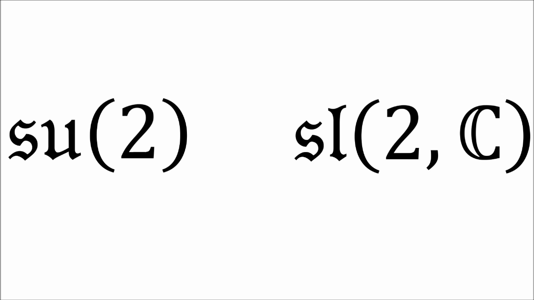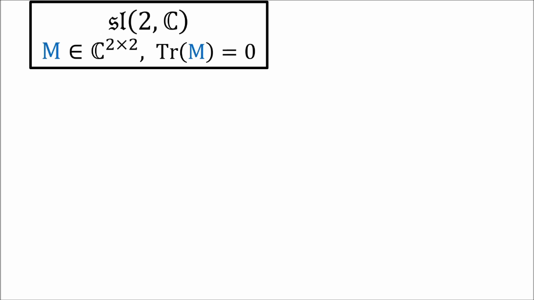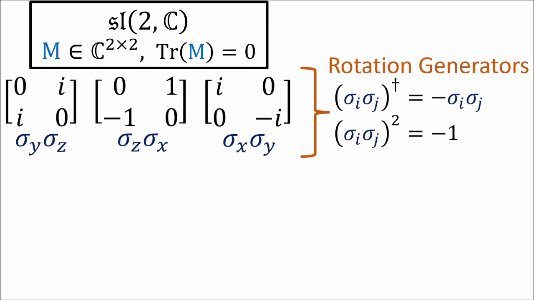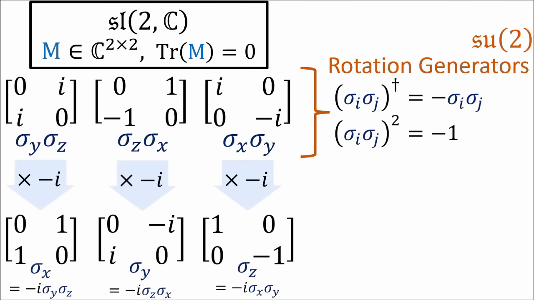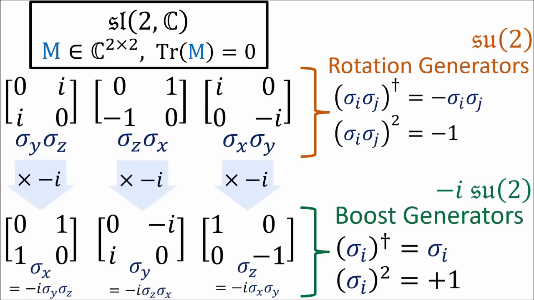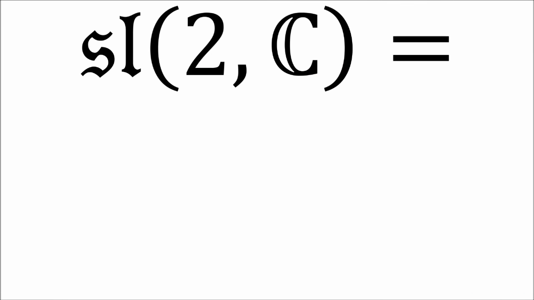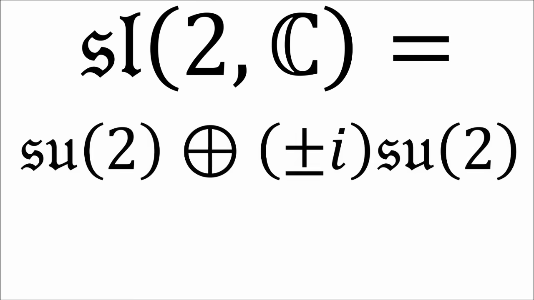The last thing I'll talk about in this video is how the SU2 and SL2C Lie algebras are connected by complex numbers. When looking at the 2x2 representation of the SL2C Lie algebra, the three rotation generators are anti-Hermitian and square to negative 1, and they form the Lie algebra SU2. However, if we multiply them by negative i, we get the three boost generators, which are Hermitian and square to plus 1. So we can think of the six generators of SL2C as being made of two copies of SU2, combined using the direct sum.